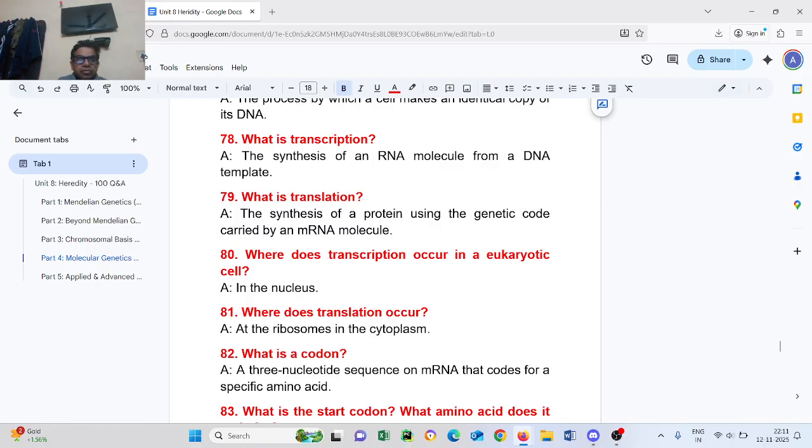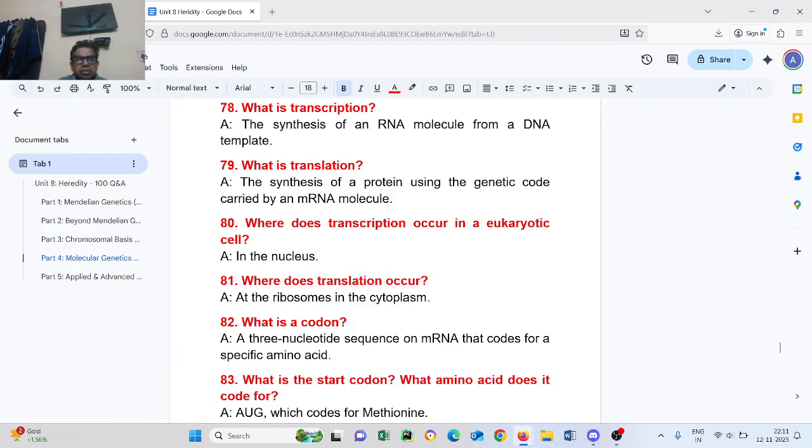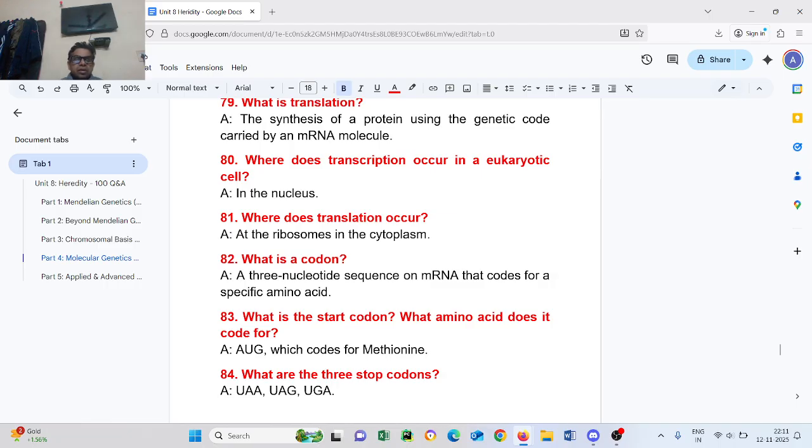Question number 82. What is a codon? A three-nucleotide sequence on mRNA that codes for a specific amino acid. Question number 83. What is the start codon? What amino acid does it code for? AUG, which codes for methionine. What are the three stop codons? UAA, UAG, UGA.